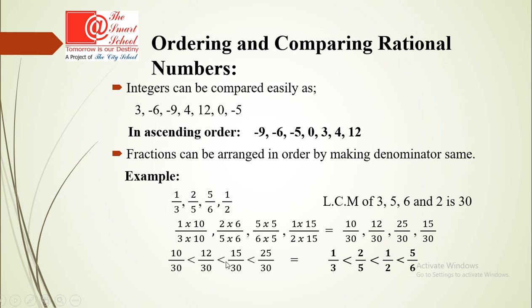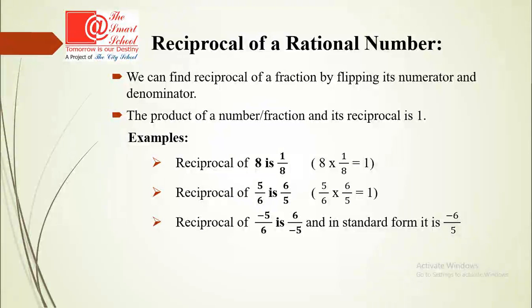Then we arrange them in ascending order. It is 10 over 30, 12 over 30, 15 over 30 and 25 over 30. So the actual numbers arranged in ascending order are: 1 over 3 is smaller than 2 over 5, and it is smaller than 1 over 2, and the biggest number is 5 over 6. So I hope this is clear to all of you. Very nice.